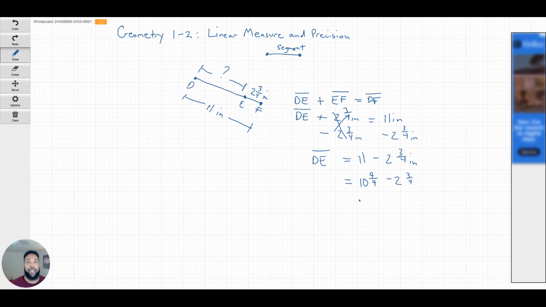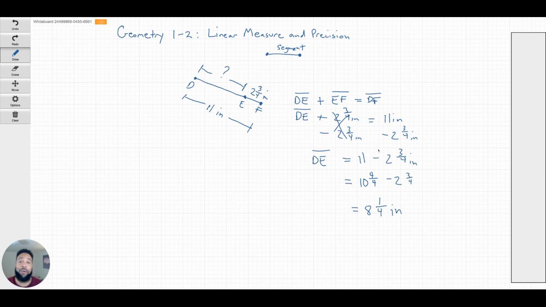So we say 10 minus 2 is 8. And then we have 4/4 minus 3/4. So we keep the denominator the same since they have the same denominator. 4 minus 3 is 1. So your answer is 8 1/4. And we keep our measurement, 8 1/4 inches.